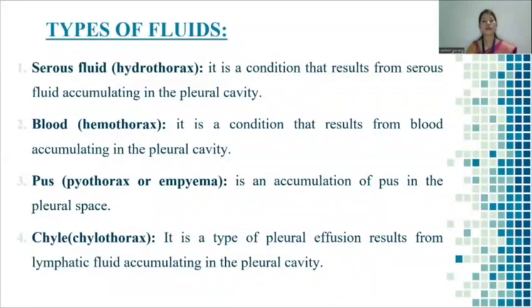Now coming to the types of fluid. There are four types of fluid. One is serous fluid, also called hydrothorax, which results from serous fluid accumulation in the pleural cavity. Then next is blood, also called hemothorax, where there is presence of blood in the pleural cavity. The next is presence of pus, which we call pyothorax or empyema. And next is chylothorax, a type of pleural effusion which results from lymphatic fluid accumulating in the pleural cavity.